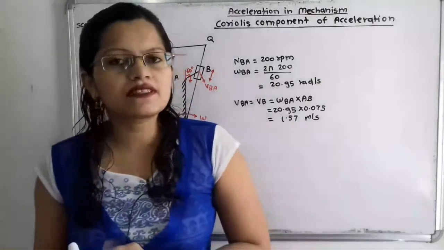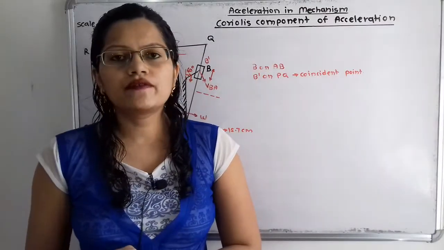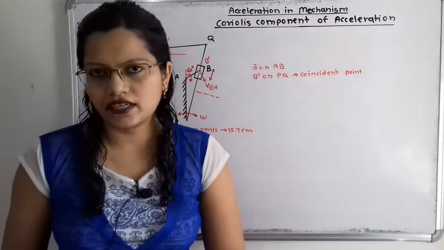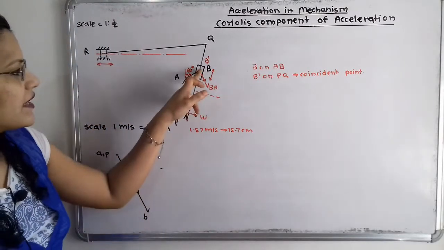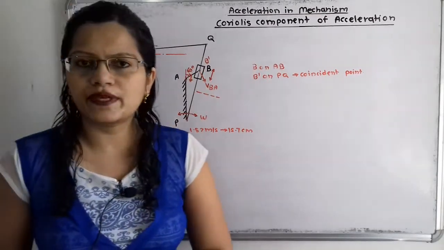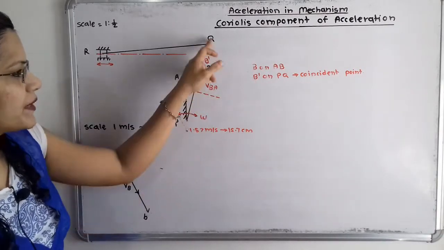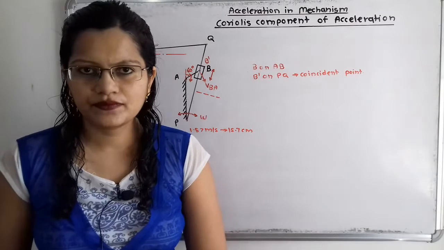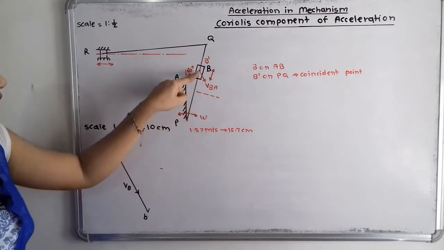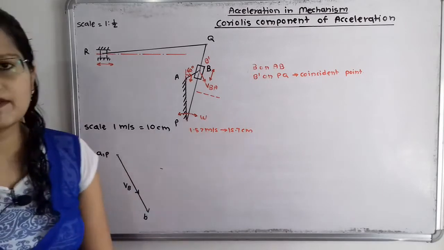Now we will take some suitable scale and we will first draw the velocity diagram. Now we will move to draw the velocity diagram with the scale 1 meter per second equals 10 centimeter. But before that we will consider the point B dash on this link PQ, which is a coincident point with B. So we can say that B is on crank AB and B dash is on link PQ, and which is the coincident point. Now we will draw the velocity of B with respect to A.